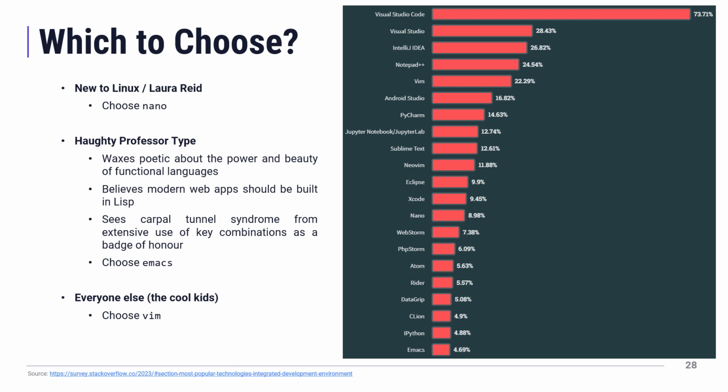But don't take it from me. If you look at the developer survey from stackoverflow.com from 2023, it's about 90,000 respondents. Obviously, Visual Studio Code wins by a landslide. But if we take a look at some of the text-based editors, we have Vim at a solid 22%. And then the related NeoVim is another 12%. Nano's down the list at around 9%. And we've got Emacs down around less than 5%. So yeah, Vim is quite a popular editor.